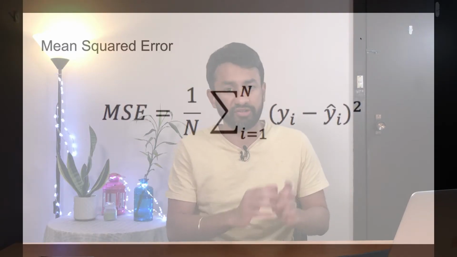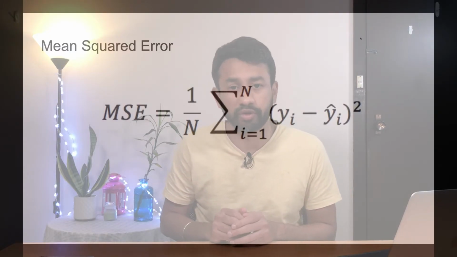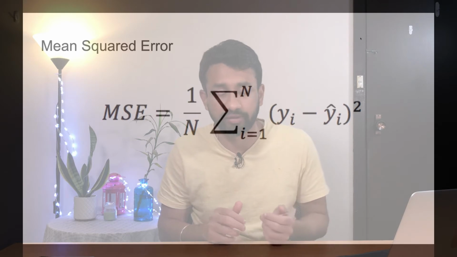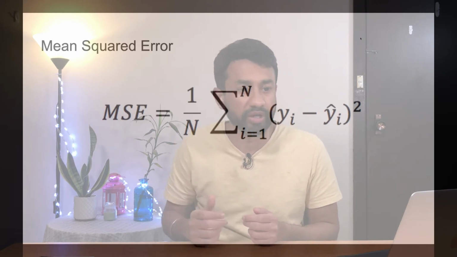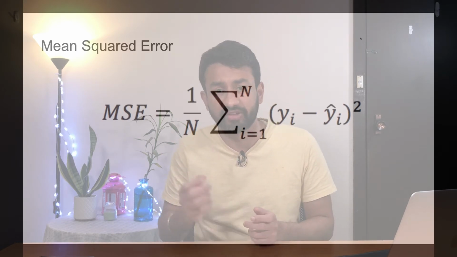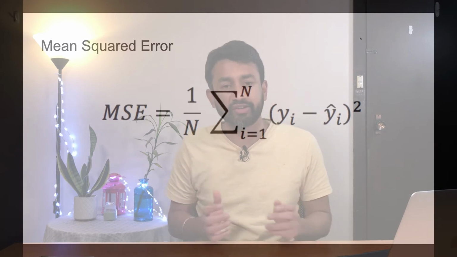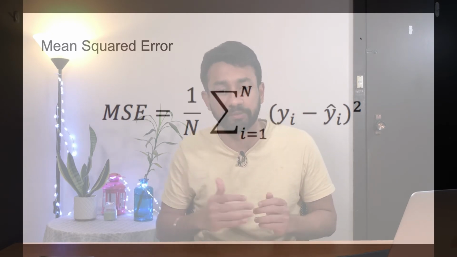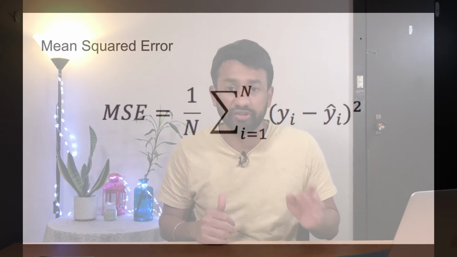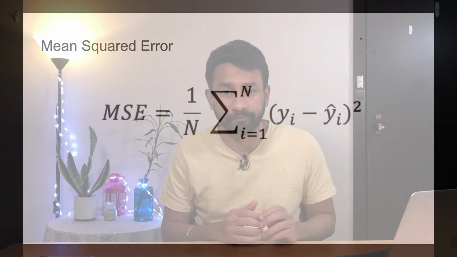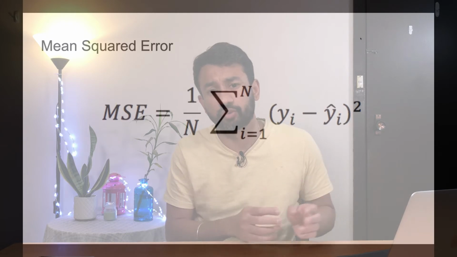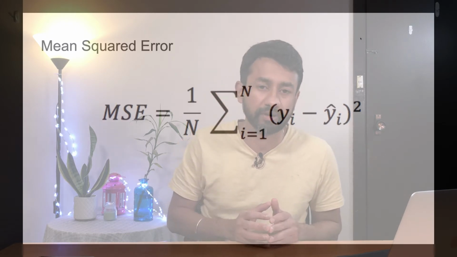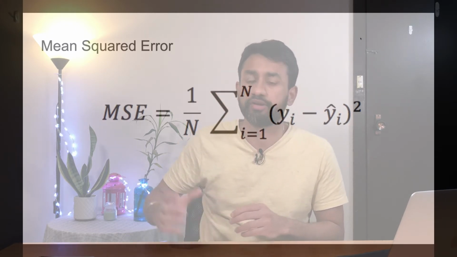So the next one is mean squared error. As you see on my screen, this is the formula for mean squared error. What we do is we take the actual y value and the predicted y value. The y bar that you see is the predicted y value. We take a square of the difference, do the summation for all the observations, and then divide by the number of observations. So this is the mean squared error. When we use the mean squared error, obviously what is going to happen is the scale is going to be huge.